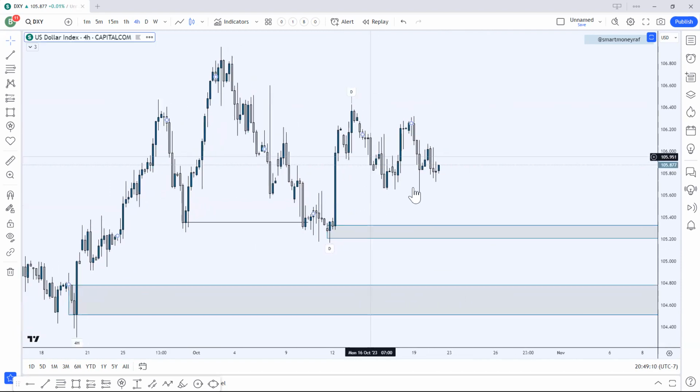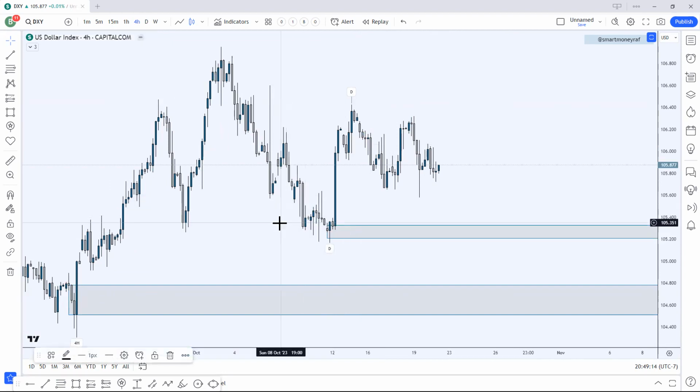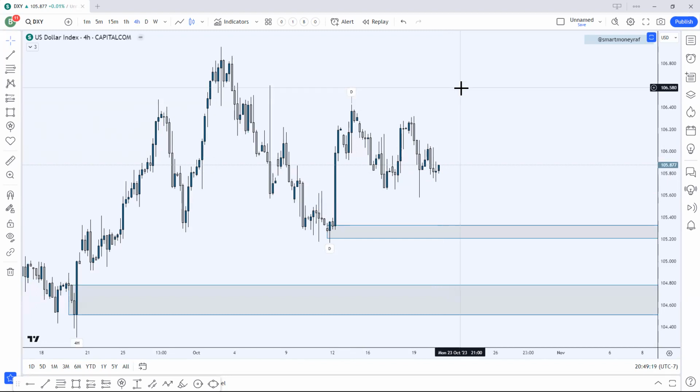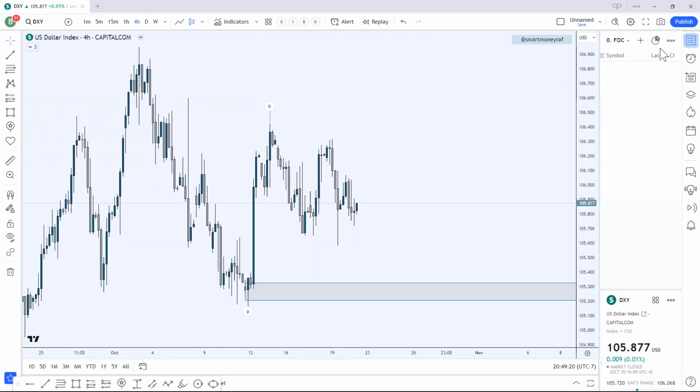But I'm not going to hold my breath too much because, like I said, knowing the dollar, knowing how bullish it is, it might not give us those retracements we're looking for. So that's pretty much the lesson on that.